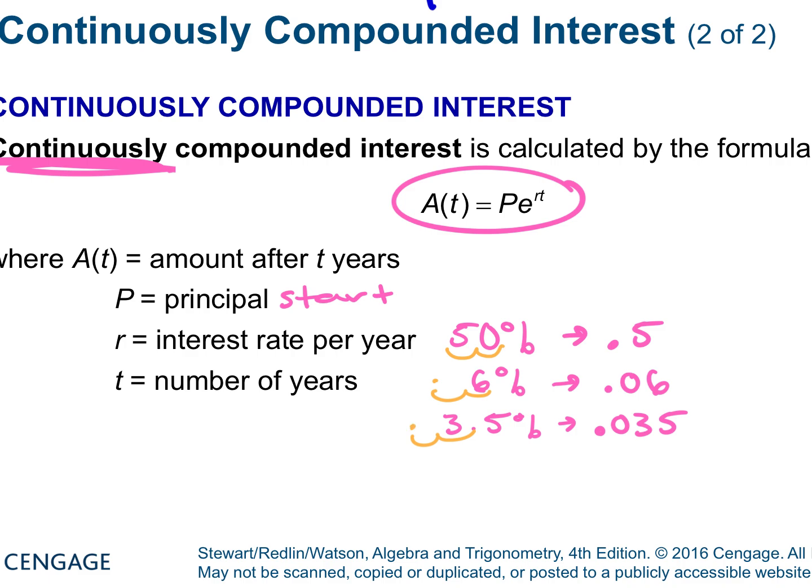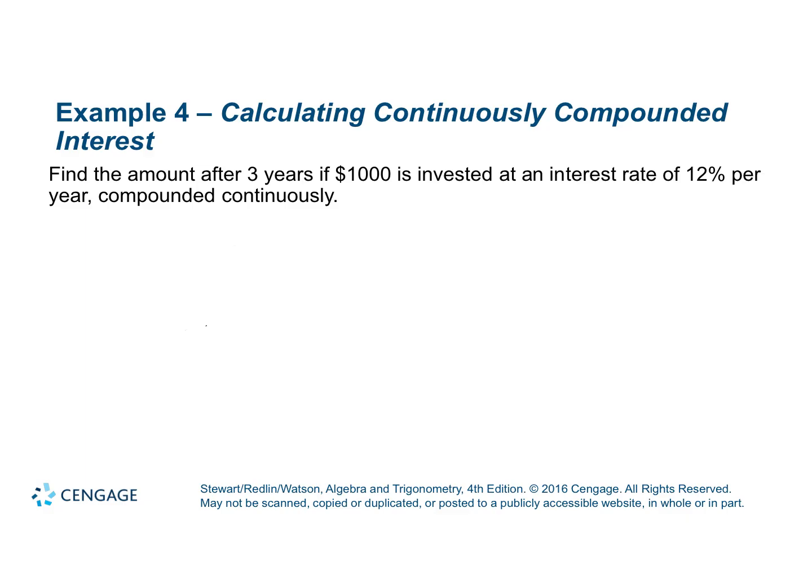So for the rate, it's always the decimal version. And then T is going to be the number of years, so T just talks about time. All right, let's look at example 4. We want to find the amount after 3 years if $1,000 is invested at an interest rate of 12% per year, compounded continuously. So continuously tells us that we're going to use our PERT formula. So our amount is going to be equal to P times E to the power of RT.